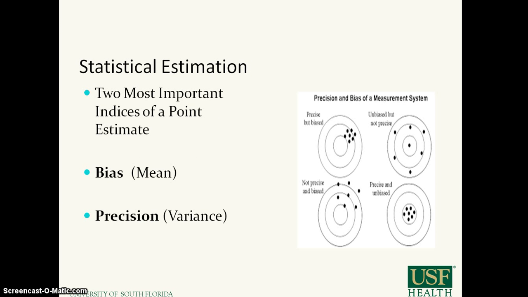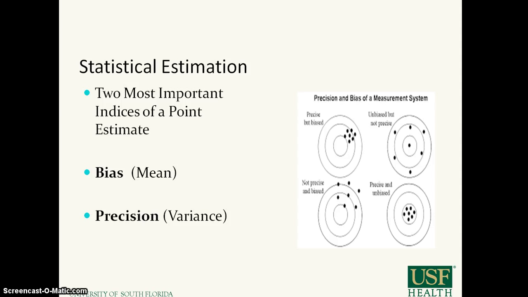So there are different ways we can do statistical estimation. So how do we evaluate the quality of a statistical estimate? For point estimate, there are two measures. One is called the bias, the other is called the precision. The bias reflects the difference between the mean of your estimate and the true parameter value, and precision is the variance of your estimate.